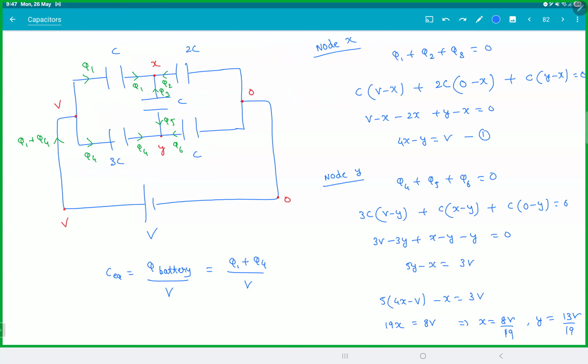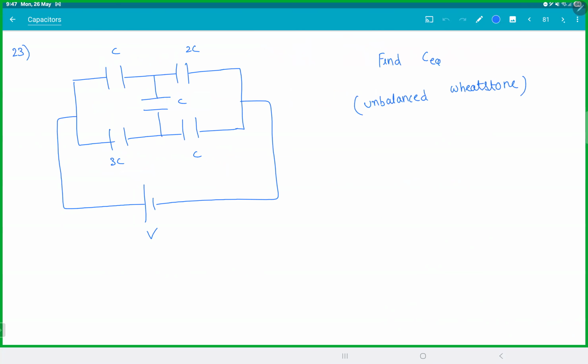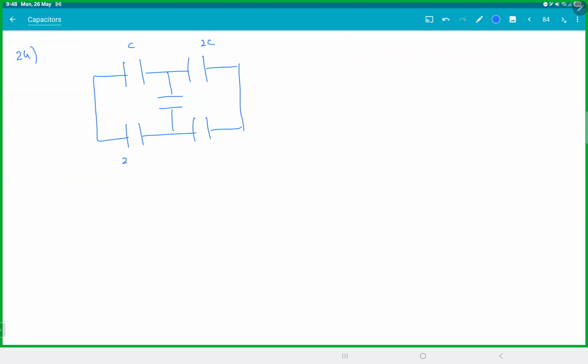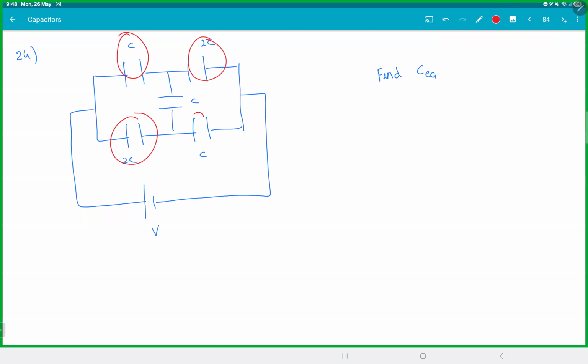Let's see one more. Now in this, if they want to ask you something easy, they will do something like this. This is an easier version. C, 2C, 2C, and C. I wanted to give you the tougher one first. So if you see, there is a symmetry actually here. This is called a diagonal symmetry. This is 2C, this is 2C. This is C, this is C.